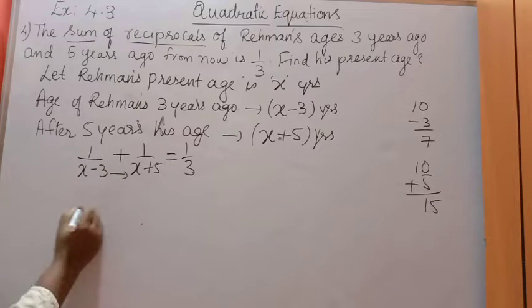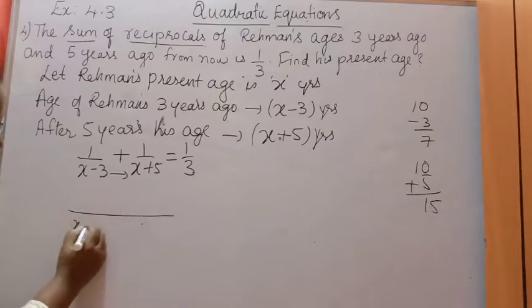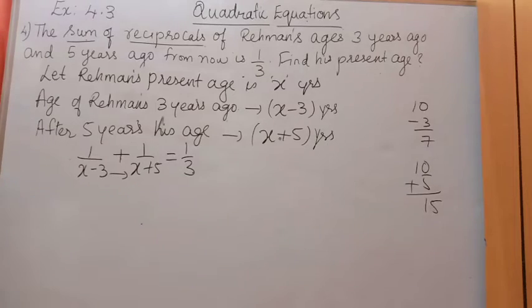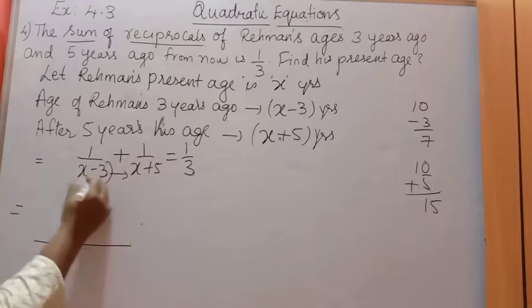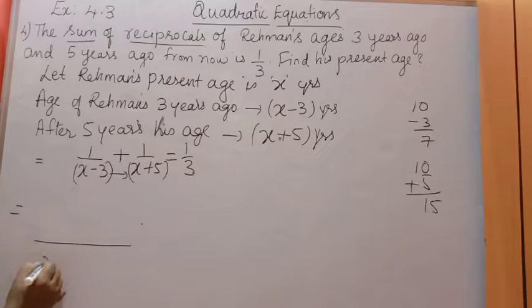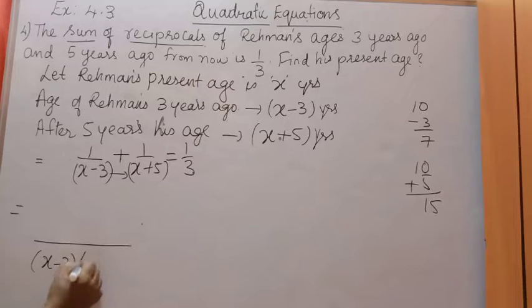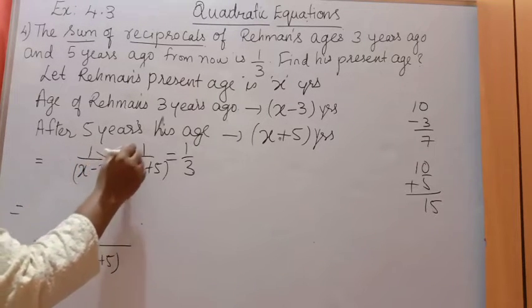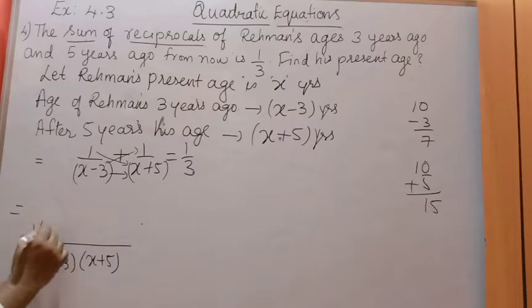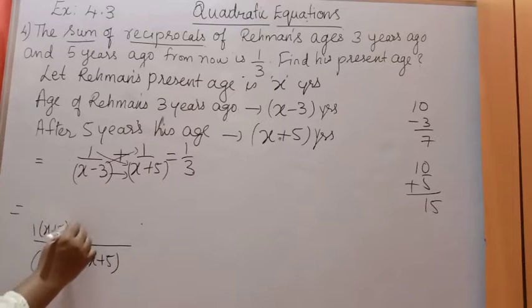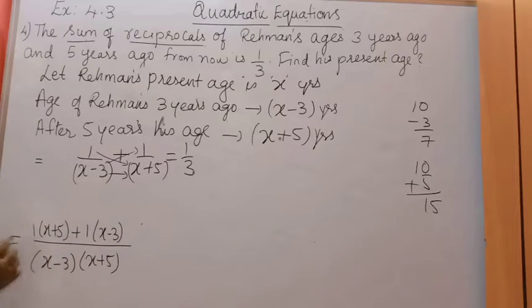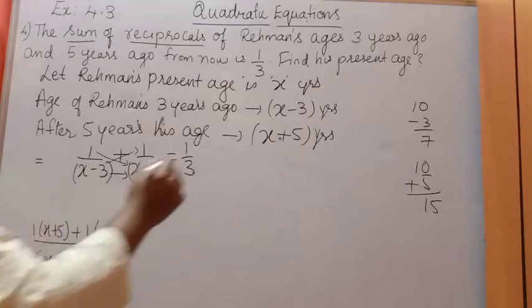First, multiply these two. First, I'll take the denominators: x minus 3 into x plus 5. Now cross multiply: 1 into x plus 5 plus 1 into x minus 3. So, next.